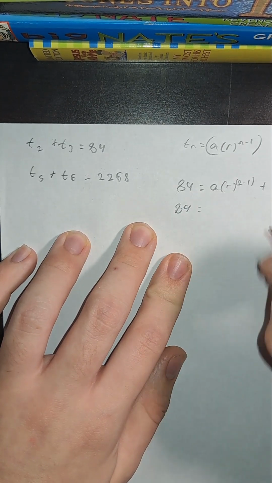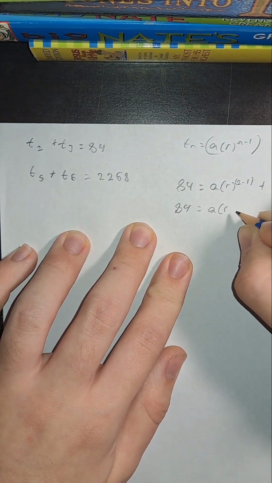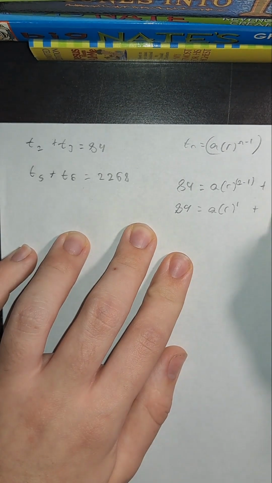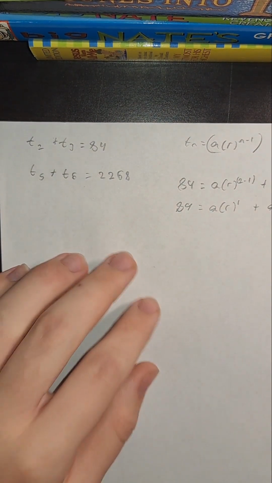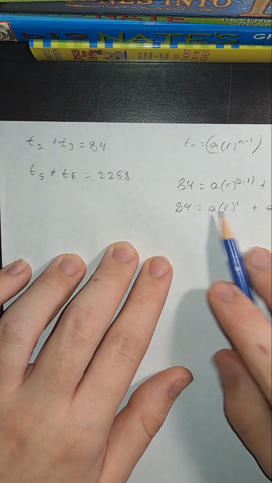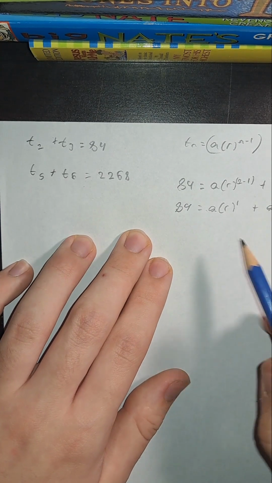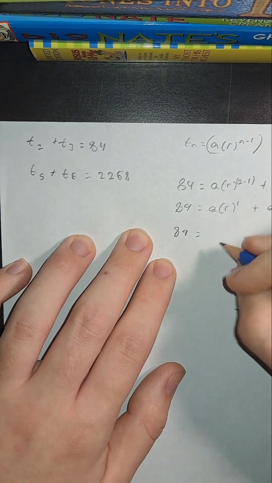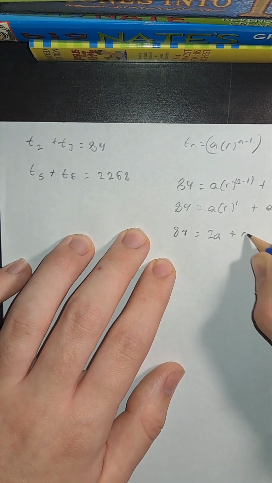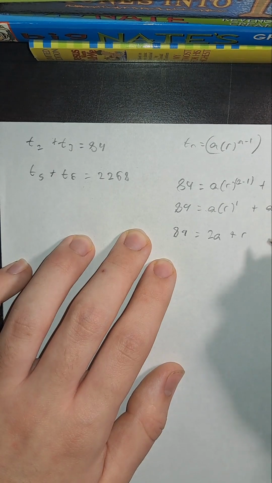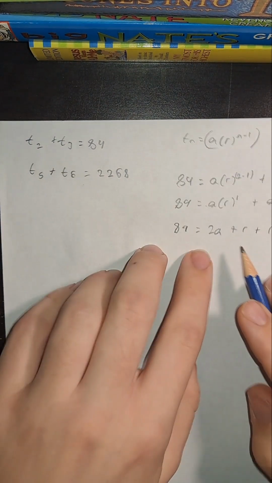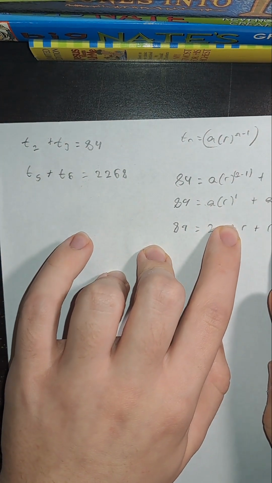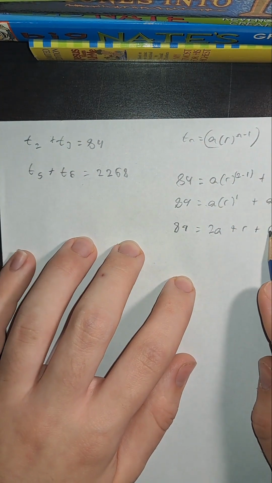So expand and simplify: 84 is equal to a bracket r to the first power plus a bracket r to the second power. So we can factor this further. To do this, we have to realize that there are two a's added together. So we go 84 is equal to 2a plus r, because that exponent 1 just goes away, plus r squared. We can't common factor out of this, but between these terms, we can actually common factor out an r.